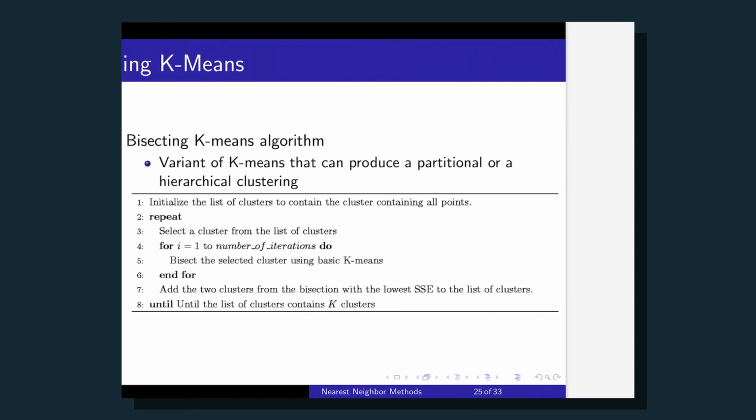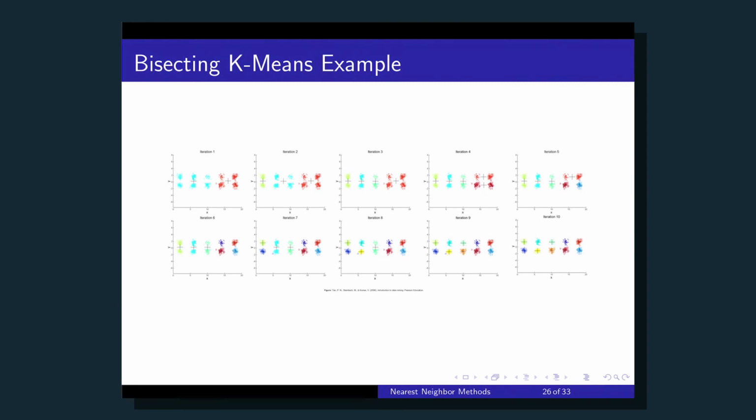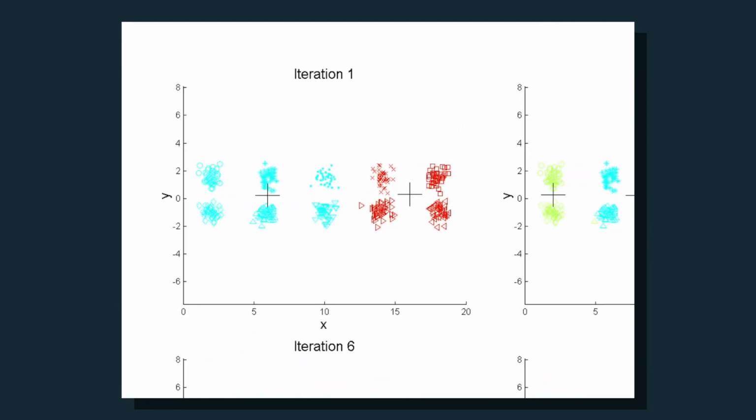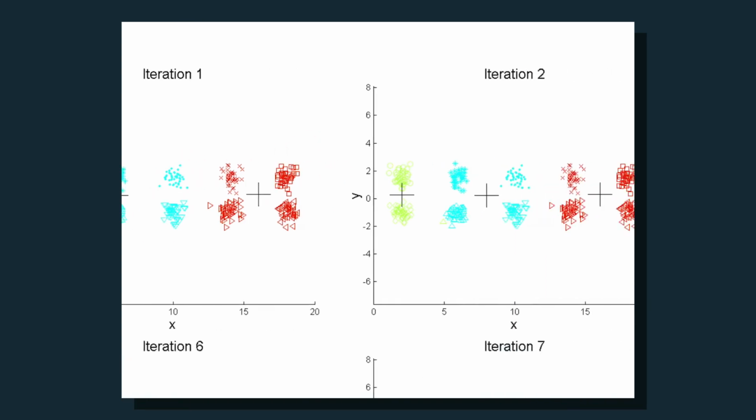So the idea here is like this. If we start with this initial case, this is one cluster. If I just do k-means with two clusters, I get this large cluster and that large cluster, and I pick one to bisect. So for example, I'll pick this one and now put two centroids in the middle of that and recluster.